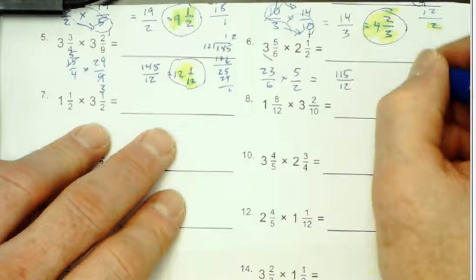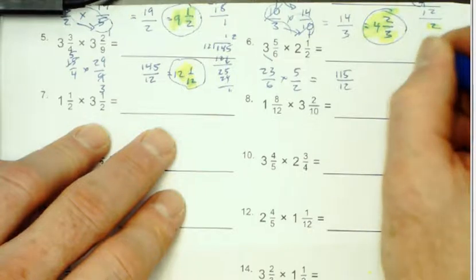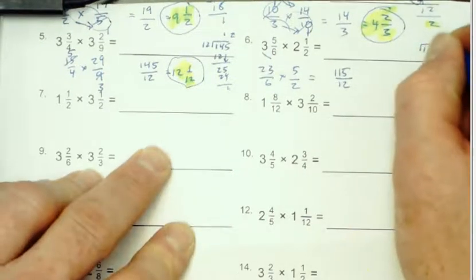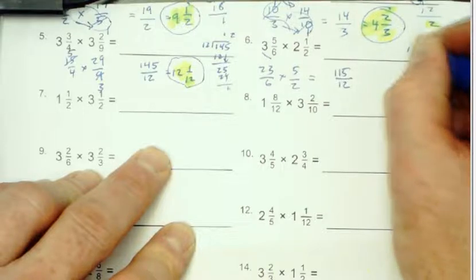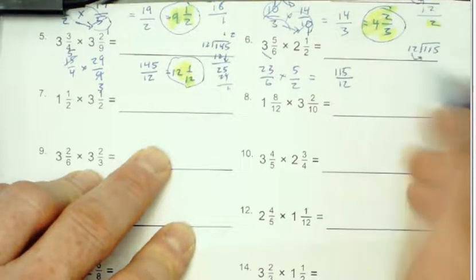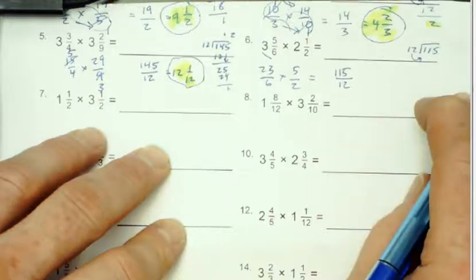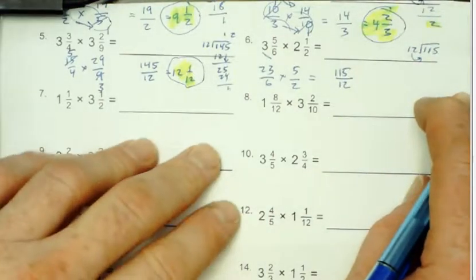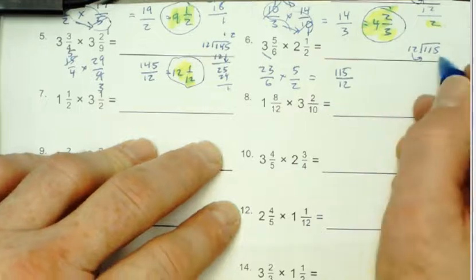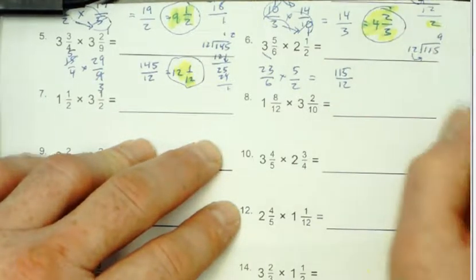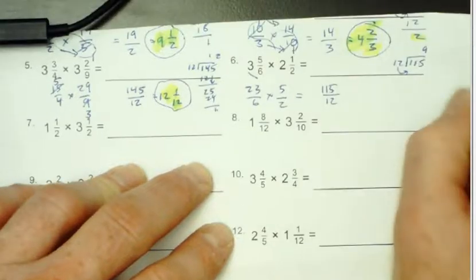Let's go ahead and divide that out. So 115 divided by 12. This just stinks here because 12 doesn't go into 11. So I've got to go, all right, well, 12 times 10 would be 120, and that's going to be too big. So it's got to be 9. We've got to go off to the side here and multiply 9 times 12.